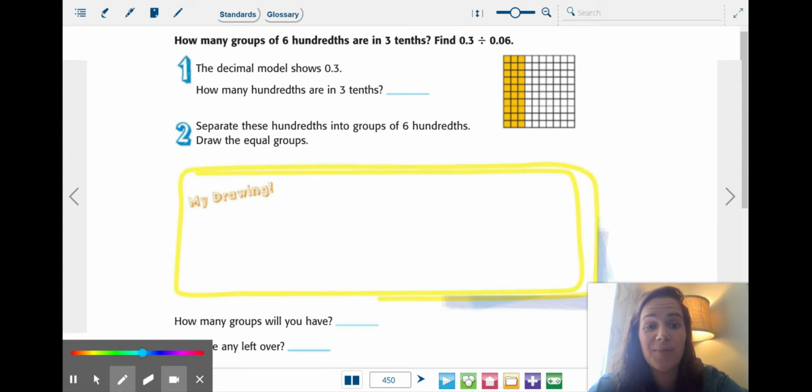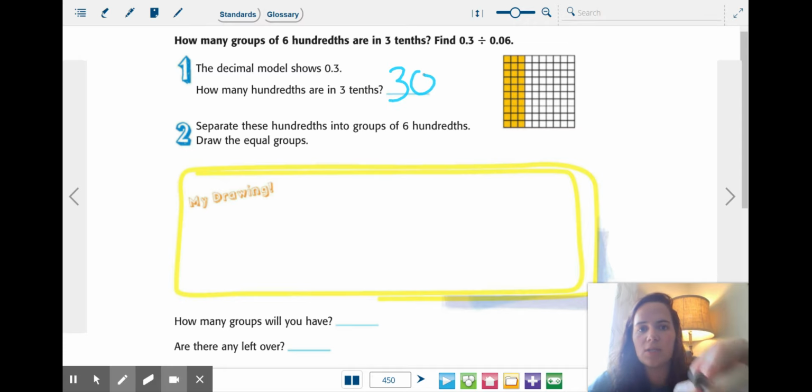Alrighty, so we're back and now we're on page 450. Looking at this example, it says how many groups of 6/100 are there in 3/10? So essentially what we're doing is taking 3/10 and dividing that 3/10 into groups of 6/100. Okay, so how many hundredths total are in 3/10? Well, we know 1/10 is 10 hundredths, so 3/10 would be 30 hundredths.